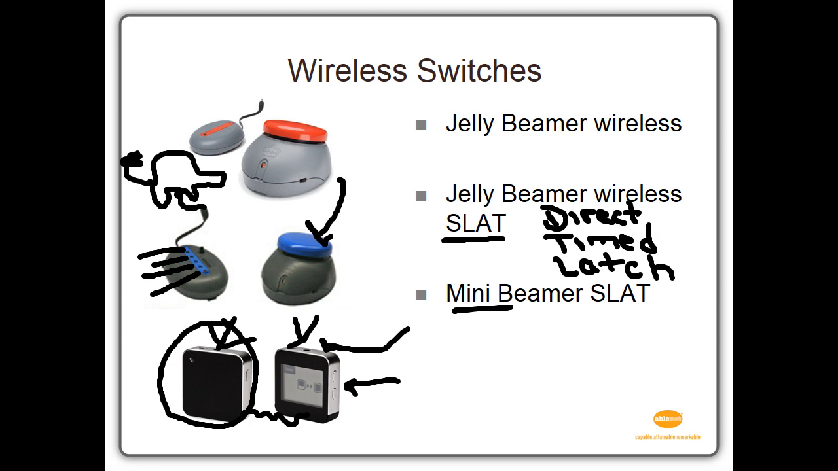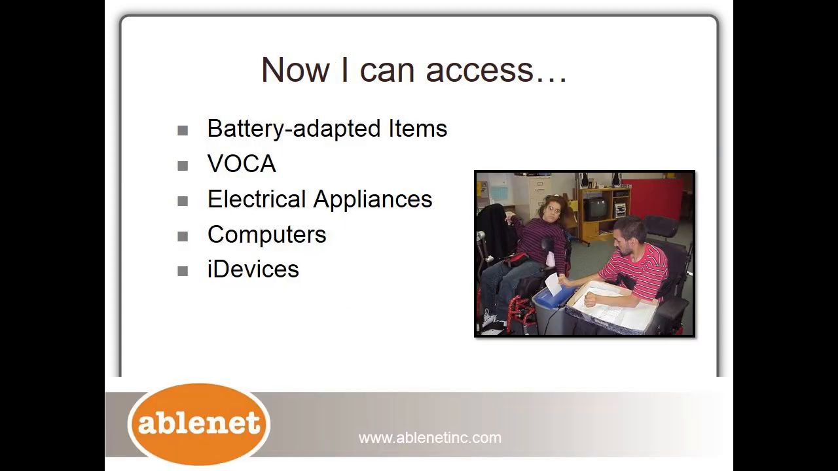Right now you're seeing the small versions. In the first 2 with the Jelly Beamers, these are our small versions. We also have the large 5-inch plate as well for those individuals that need that. But now we can access battery-operated items, voice output communication aids. Again, this is VOCA, voice output communication aids, electrical appliances, computers, and yes, even iDevices. Your setups would look like this.